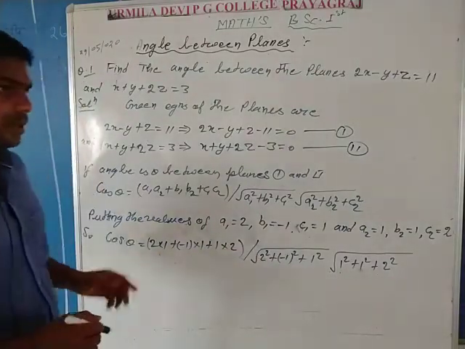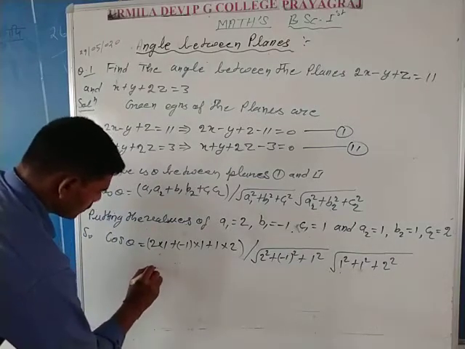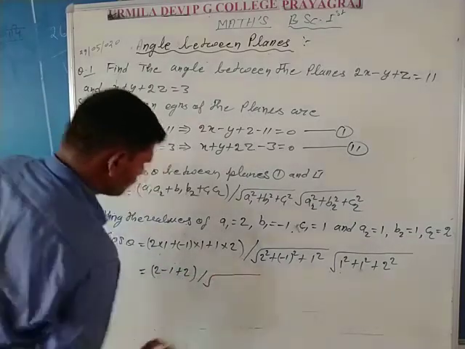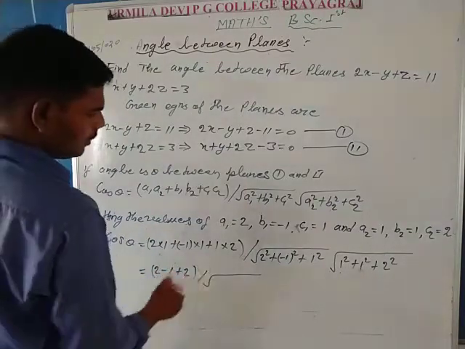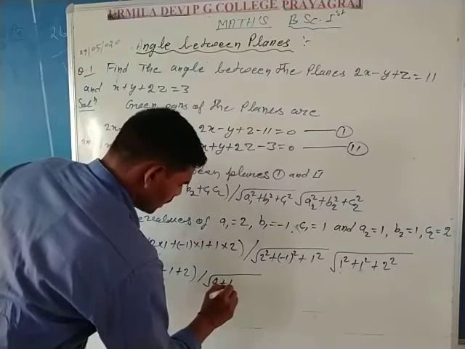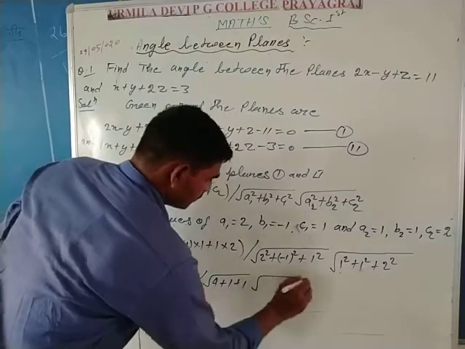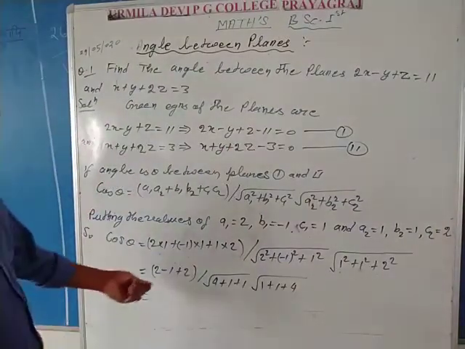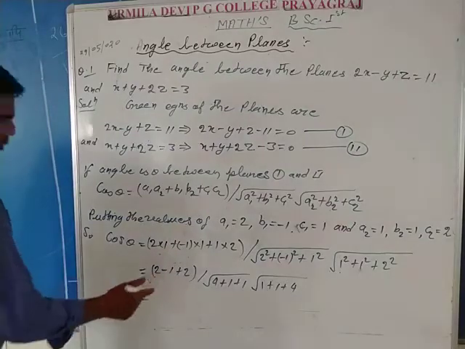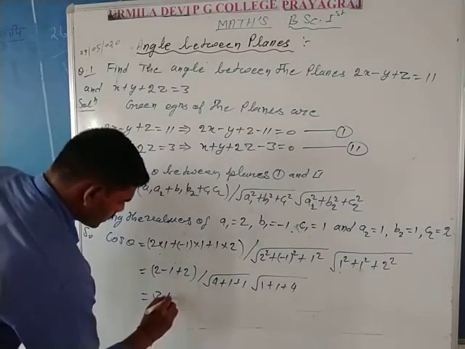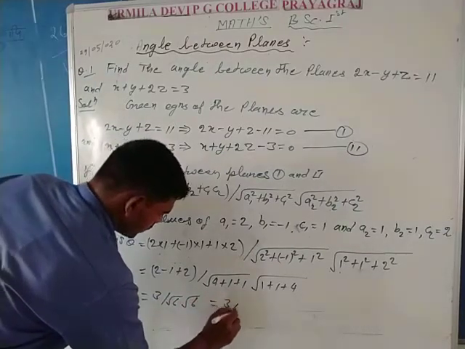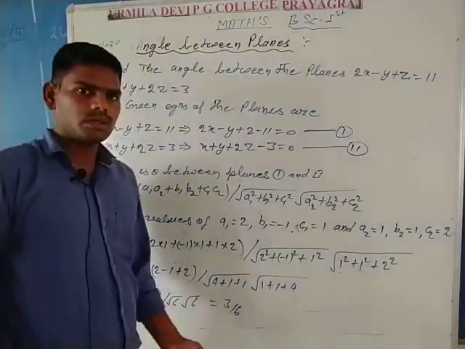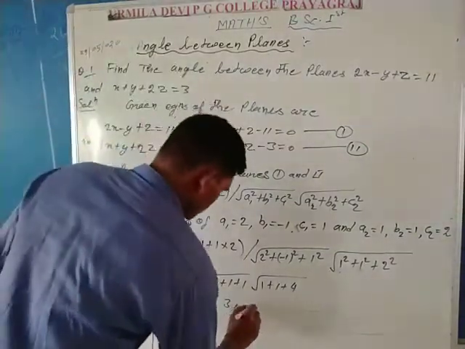Simplifying this equation: 2 into 1, 2, and minus 1, and plus 2 in one bracket, divided by the square root of 4 plus 1 plus 1 in the first bracket, and 1 plus 1 plus 4 in the second bracket. So the numerator is 4 minus 1, which is 3, divided by the square root of 6 times the square root of 6, which is 6. So 3 divided by 6 is equal to 1 by 2.